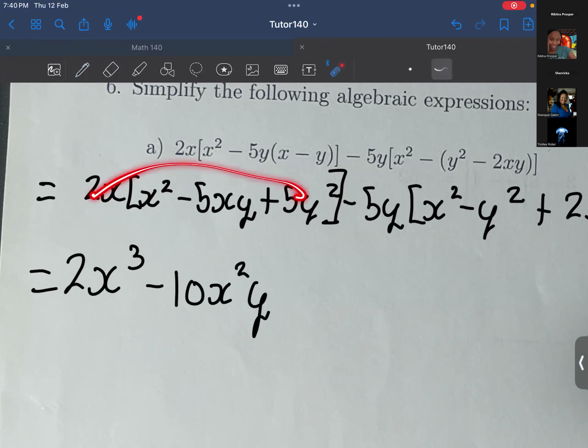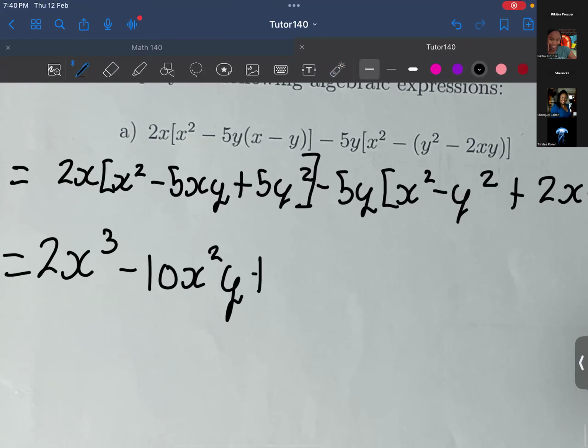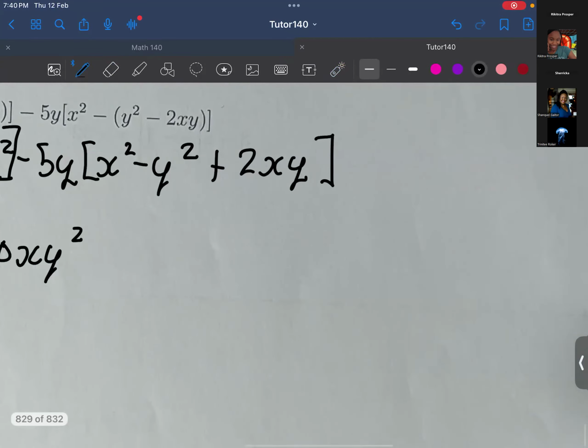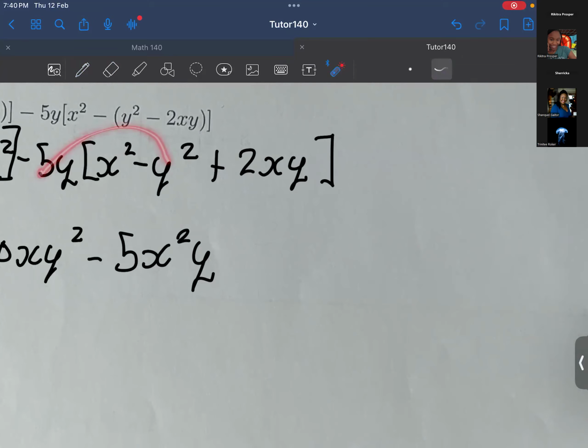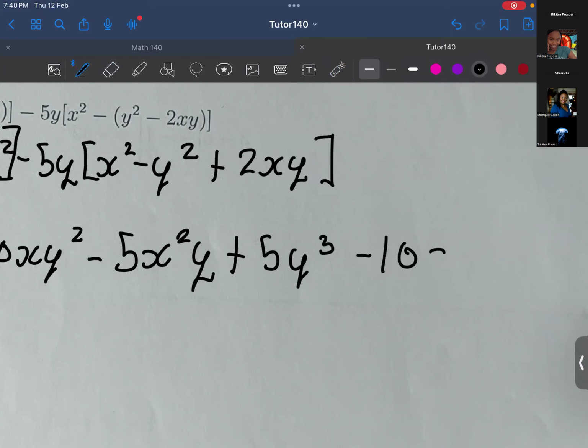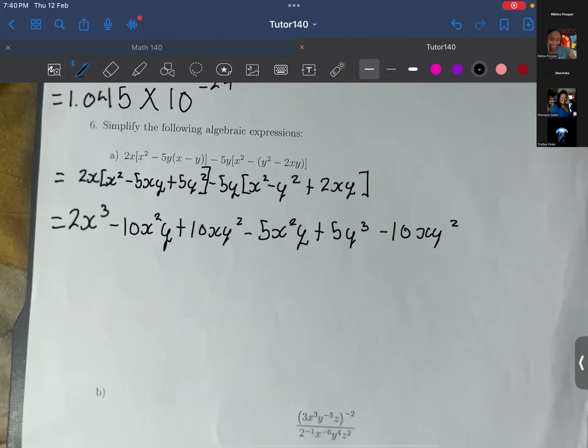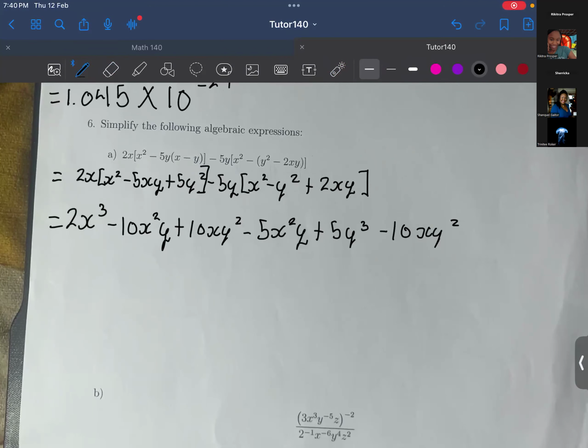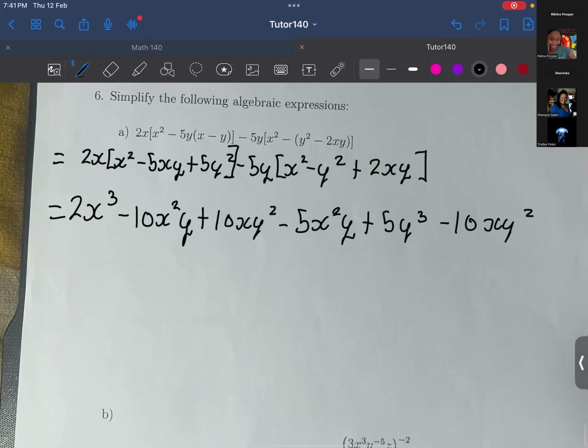And then 2x times 5y squared, that'll be plus 10xy squared. Then minus 5y times x squared would be minus 5x squared y. Minus 5y times negative y squared would be plus 5y cubed. And then minus 5 times 2xy would be minus 10xy squared. Okay, now, there's a lot of stuff, but just bear with me.